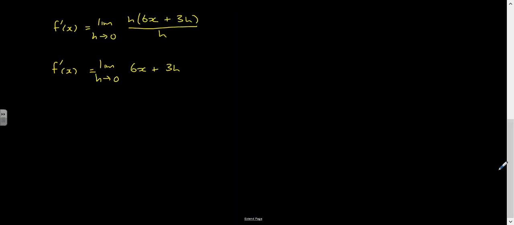Now is where we use this fact that h is tending towards 0, and we say as h tends towards 0, f dash x is going towards 6x. Therefore, f dash x equals 6x.